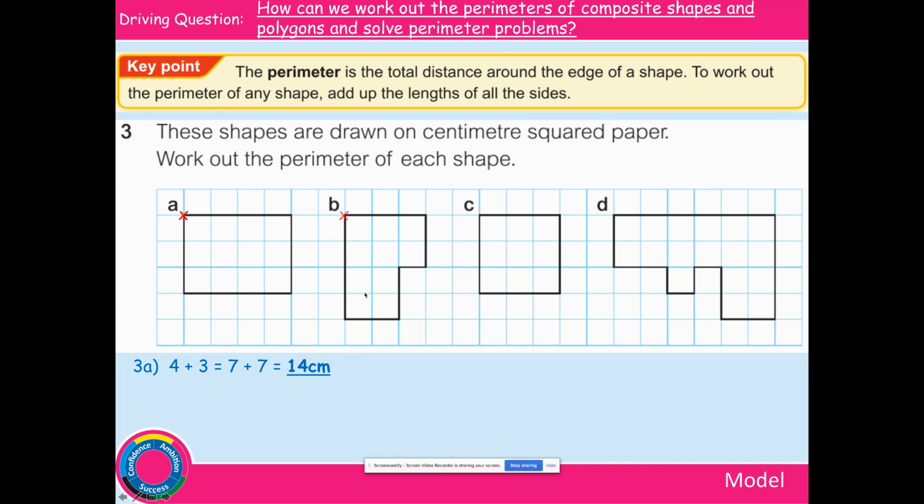Question B. Start point. I'm going to count round. I've got a bit of an odd shape this time. I've got 1, 2, 3. Add 1, 2. Add 1. Add 1, 2. Add another 2. And then add 4. And it equals 14. 3, 4, 5, 6, 7, 8, 9, 10, and 14.